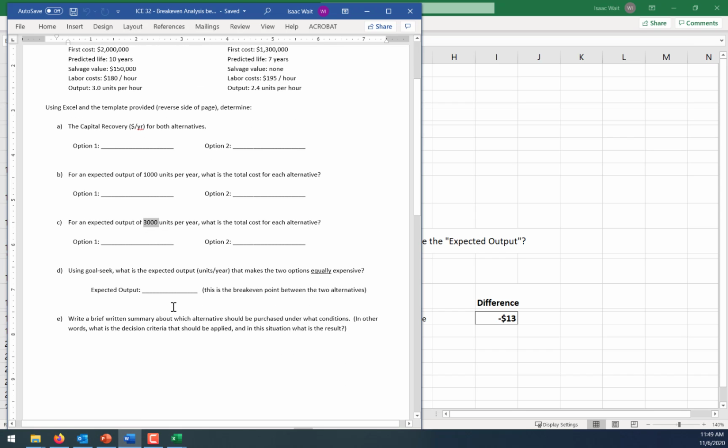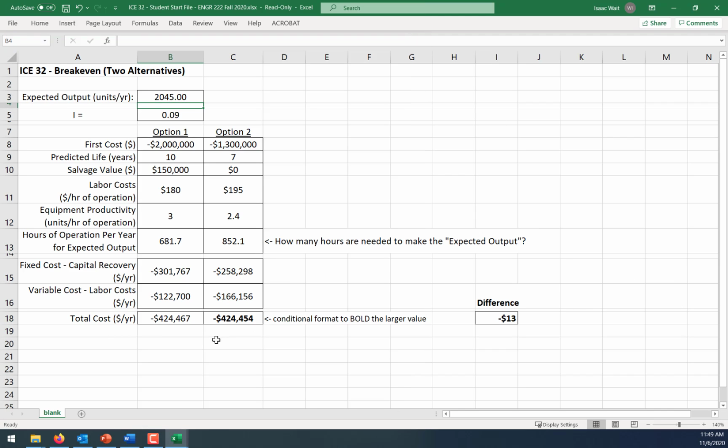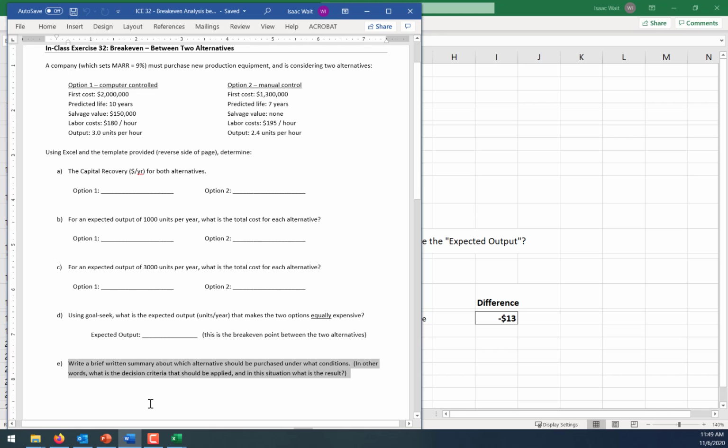That is the conclusion of our in-class exercise. And so here you'll notice I say that you should write a brief summary about which alternative should be purchased under what conditions. I think it's a great habit to get in, to be able to explain the conclusion of what's in a spreadsheet. The spreadsheet itself is kind of sterile. It's not telling you what you learned from your analysis. And so I'm asking you here to articulate what the decision criteria is. Tell me about the break-even point and when we switch from one option to the other.